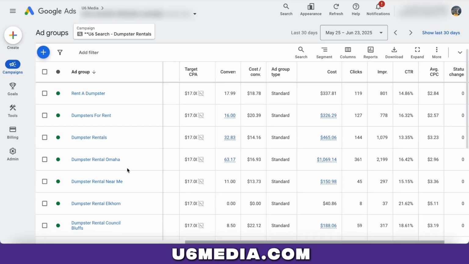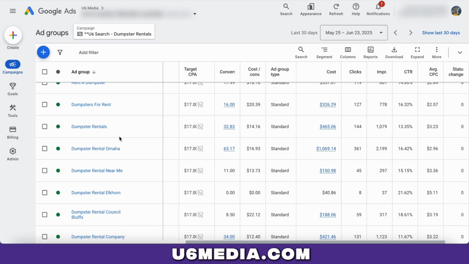The ad groups here, we've got rent a dumpster, dumpsters for rent, dumpster rentals. We've got some geo campaigns like Omaha, Elkhorn, where the client wants to focus in on specific areas. And we can also create separate landing pages targeting those specific areas, which again builds trust and helps us turn more leads into rentals for the business.